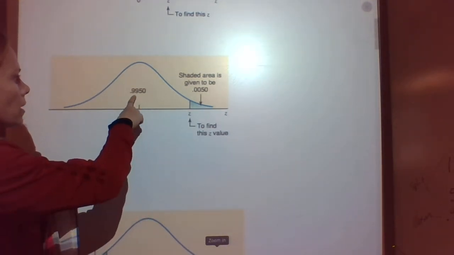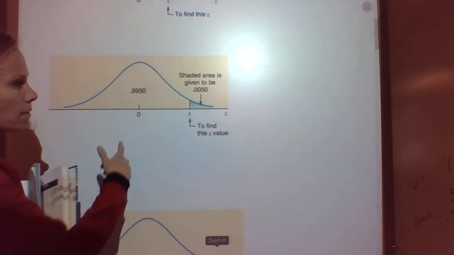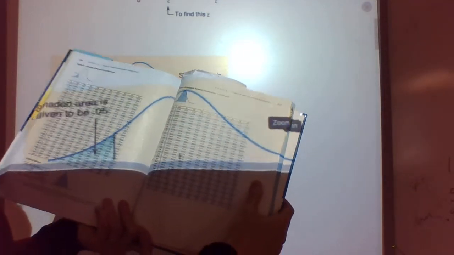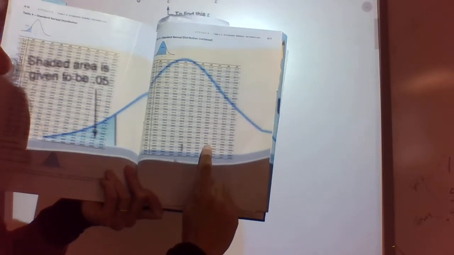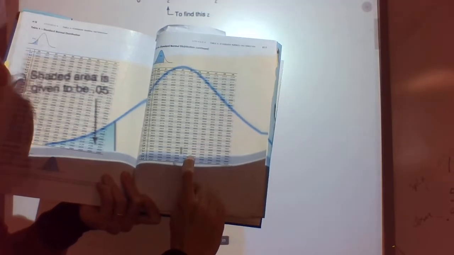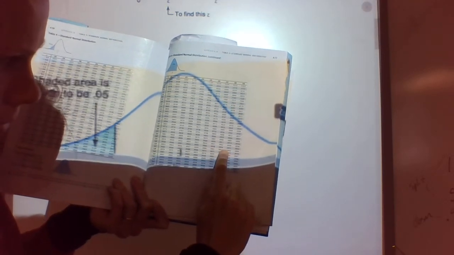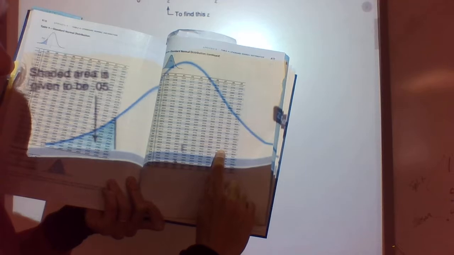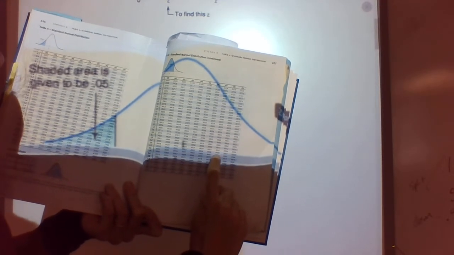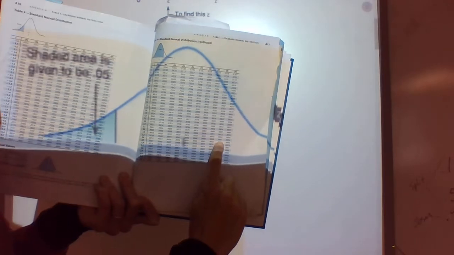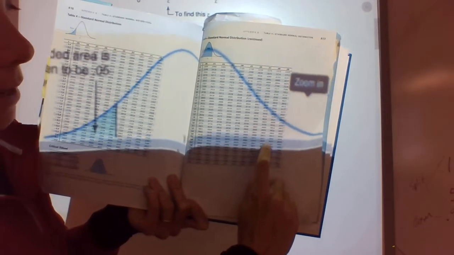Okay, so again, 0.995. I want the z-score for 0.995. So I'm going to be over here on the right side again. 0.99s are way down here. So 0.995, you should notice they go in order. 0.995 isn't on there. I have 0.9949, 0.9951, but I don't have 0.995.